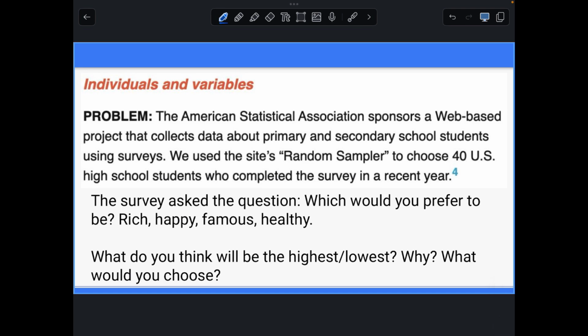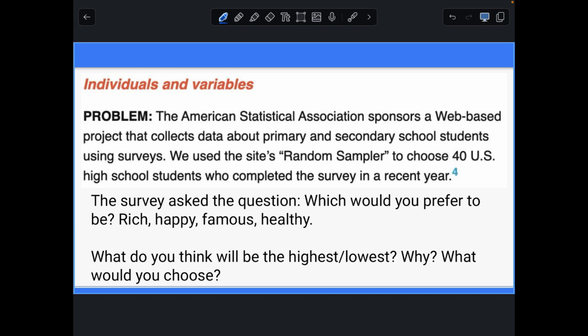Okay, our next example problem. The American Statistical Association sponsors a web-based project that collects data about primary and secondary school students using surveys. We use the site's random sampler to choose 40 U.S. high school students to complete a survey. The survey asks the question, which would you prefer to be? Rich, happy, famous, or healthy?